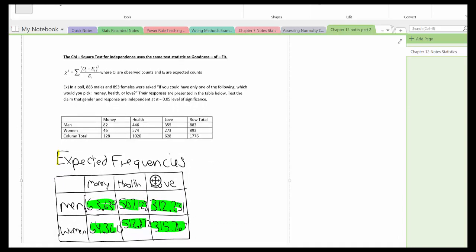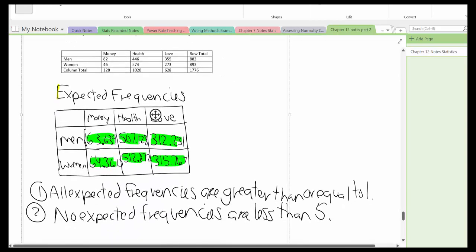Now that we have the expected frequencies, we now need to make sure the requirements have been met. So what is that? All the expected frequencies are greater than or equal to 1. That's the case in green here. And none of the expected frequencies are less than 5. So there are the conditions written out.